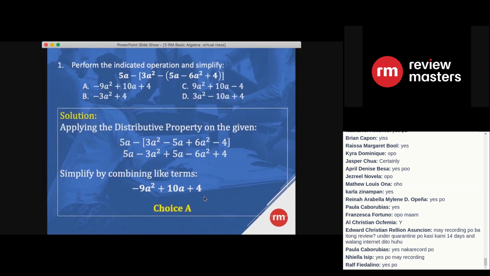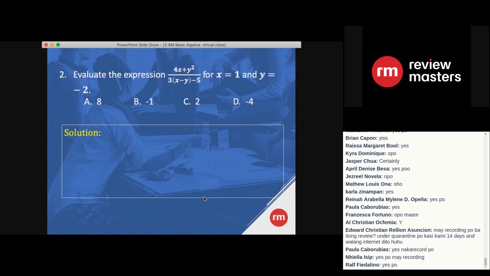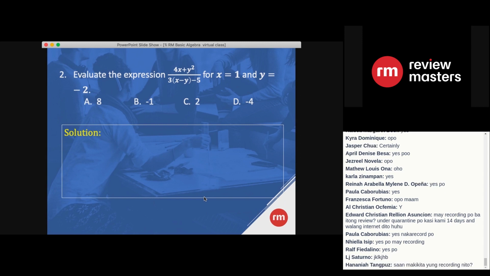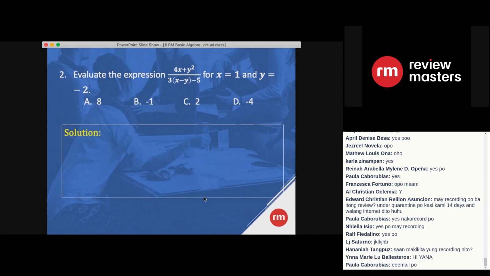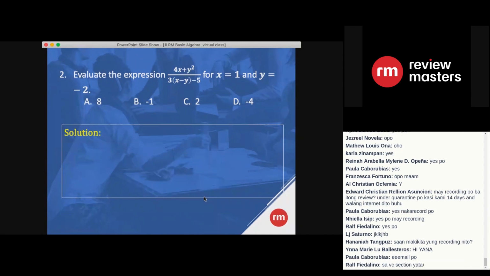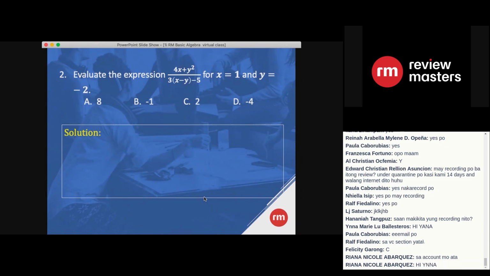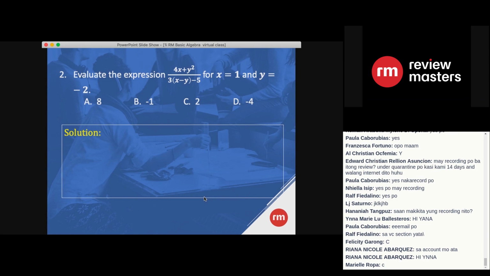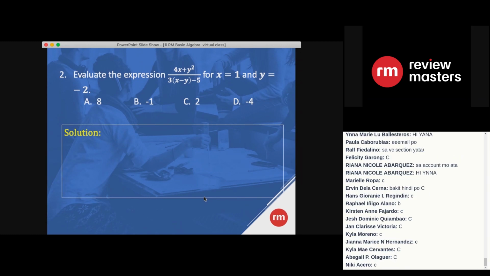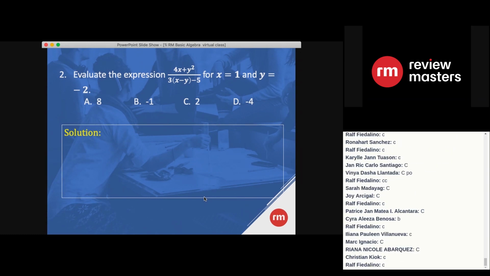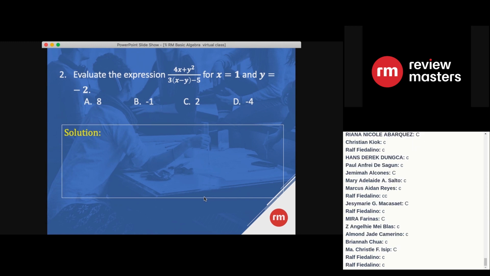Okay. Number 2. Evaluate the expression 4x plus y squared all over 3 times the quantity x minus y minus 5 for x equals 1 and y is equal to negative 2. What do you think is the correct answer? What is the answer for number 2? Please type in your answer. Letter C. Bakit hindi po C? Letter C. Okay. So many answered letter C, and let us check how.